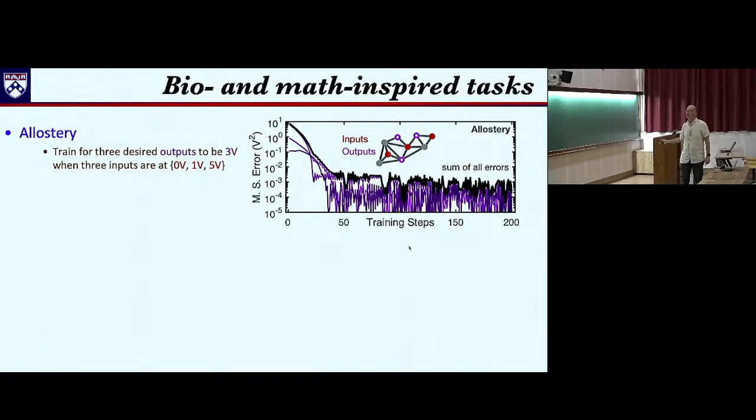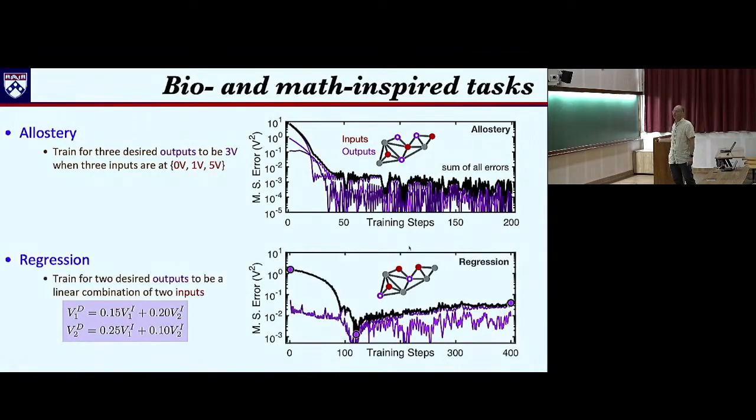All right, so allosteric is kind of like the voltage divider. This is a fancy version of a voltage divider. Here's something a little more complex: learning linear regression. We want two output nodes, these open purple ones, to be a linear combination of two input nodes. And I colored three because one of them is ground.